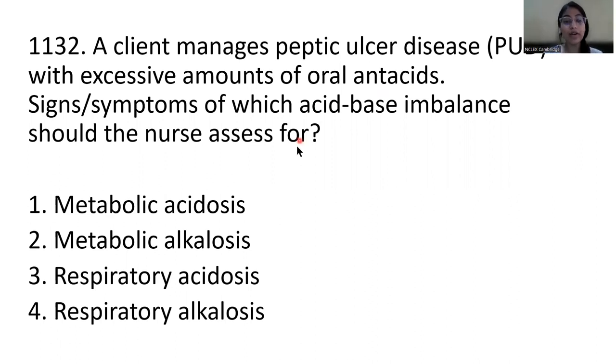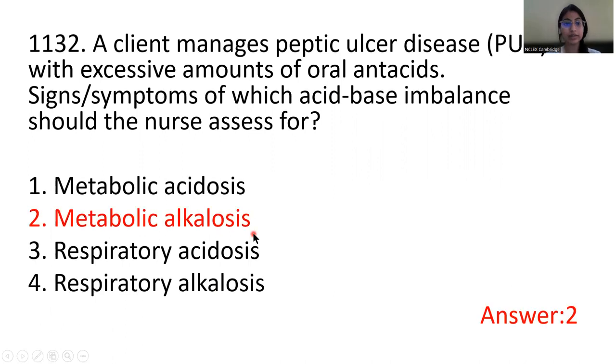Now, which of the following conditions will we see? Metabolic acidosis, metabolic alkalosis, respiratory acidosis, respiratory alkalosis. So antacid will lead to alkalosis. So alkalosis would be the correct answer. Now we can see metabolic or respiratory. It will be metabolic because it is a condition of the gut.